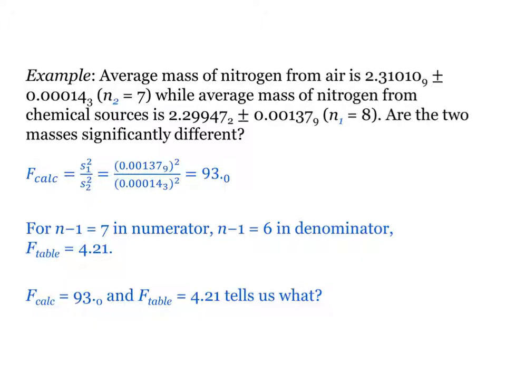To help match the data, I've added subscripts to the n values, which will be important later. We get an answer limited to 2 significant digits plus 1 uncertain digit that I've subscripted here. Next, we look up F-table for 7 degrees of freedom for the standard deviation in the numerator and 6 degrees of freedom in the denominator. What does a comparison of F-calc and F-table tell us about the standard deviations?